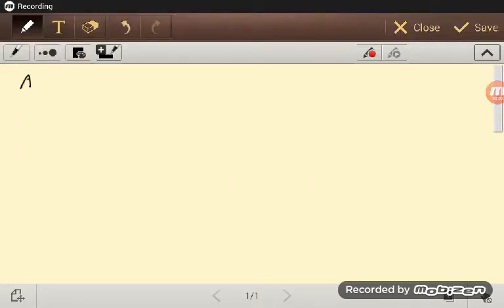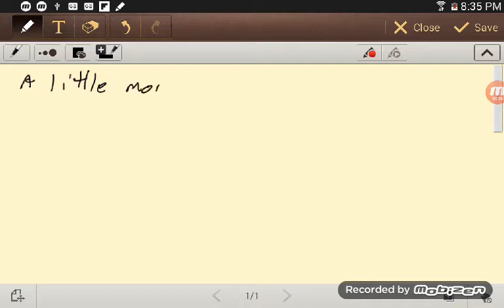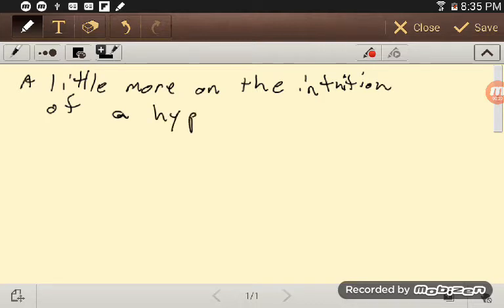Okay, a little more on the intuition. Okay, the intuition of a hypothesis test.